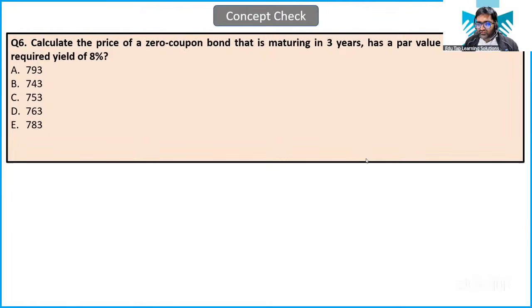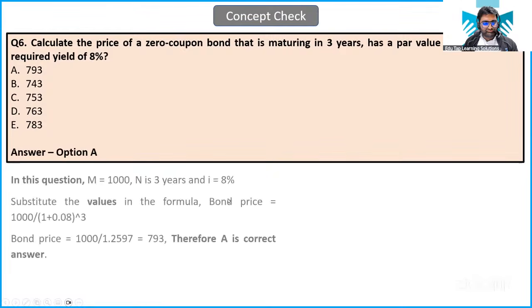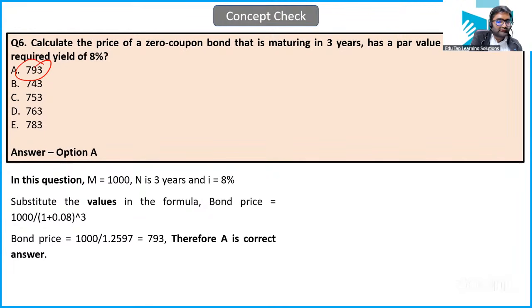Yeah, RBI will provide a factor, some multiplying factor with the coupon rate. You directly multiply it with the coupon rate and you'll get the answer. It will provide that, please do not worry. Yeah. So here, option A: 1000 by 1.08 to the power of 3, that will give you 793. A is the right answer, and I think it was answered first by our Piyush. Piyush gets the point.